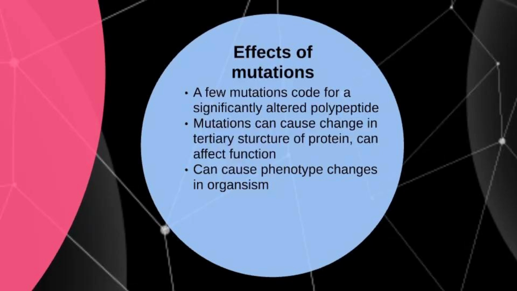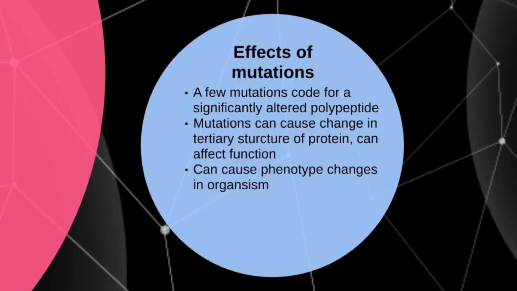Now, an example of this would be sickle cell anemia, where there is a mutation in the beta globin gene, and this changes the phenotype of the red blood cells, which means that they can't carry as much oxygen as they should. So as you can see, these mutations can have a massive effect on the function of the proteins and therefore the function of the whole organism.